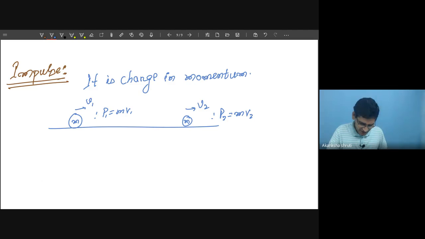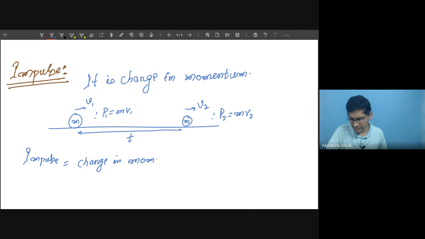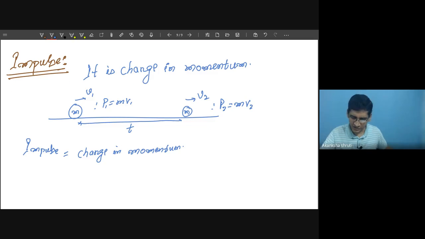Then, what is the change? If we talk about the impulse, it might have taken some time t also, we can denote this way. Then impulse simply means we need to calculate the change in momentum. It is not the rate of change, because the rate of change gives us the force. So write a note here. What was the force?